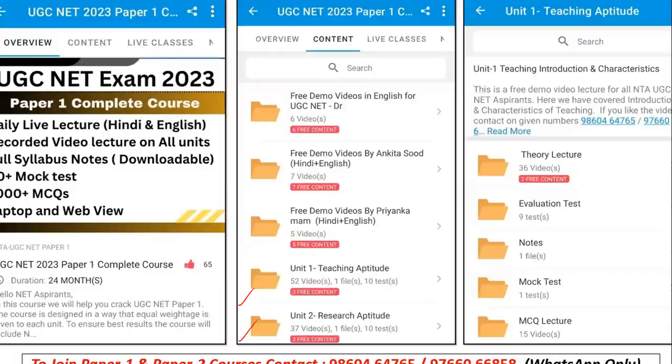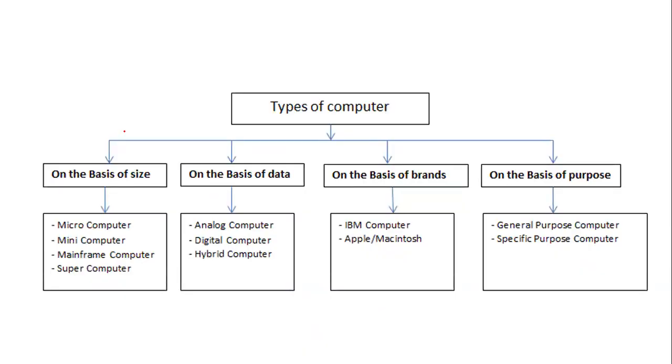Now let's start with the topic. First, let's understand the types of computers. So if you see, the types of computers are divided into 4 types: on the basis of size, on the basis of data, on the basis of brands, and on the basis of purpose. So there are basically 4 types.